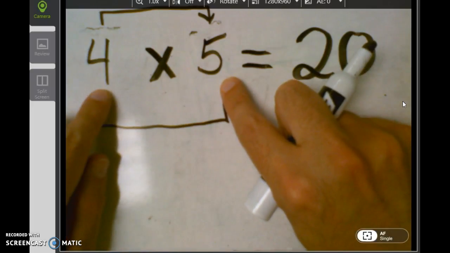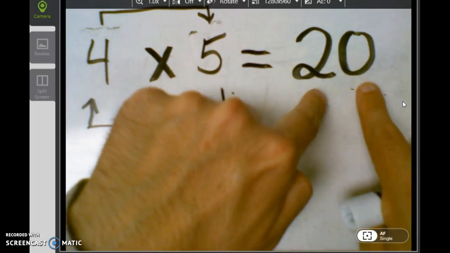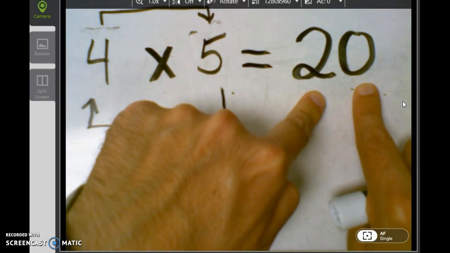Regardless of which number comes first or second, you are still going to get the same product or answer to a multiplication problem.